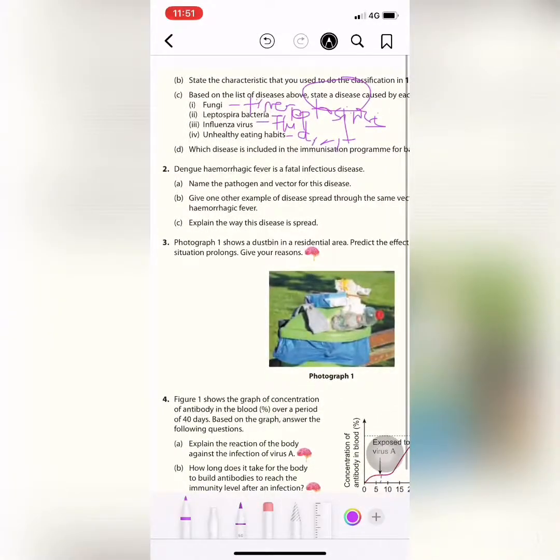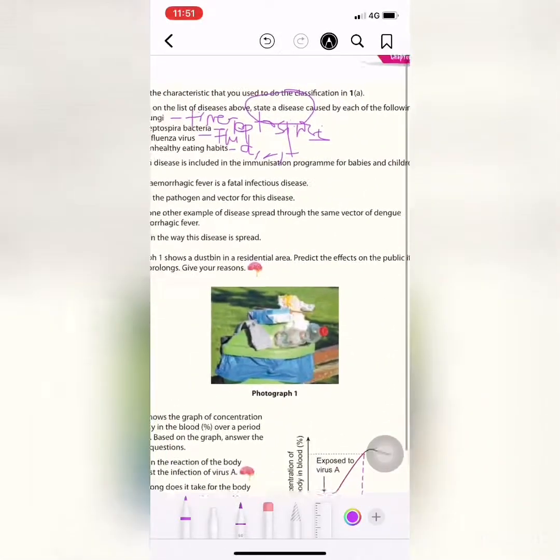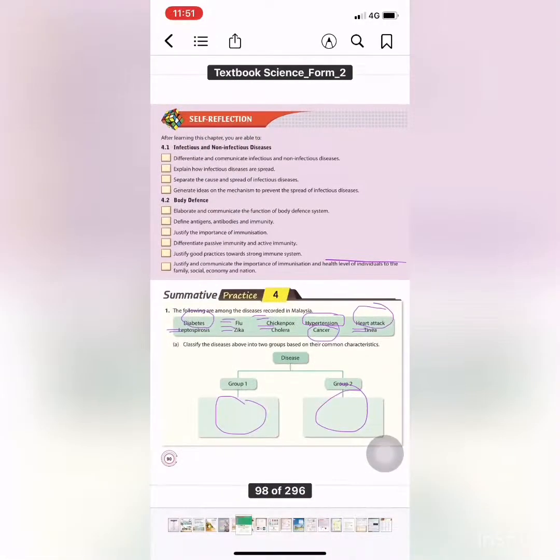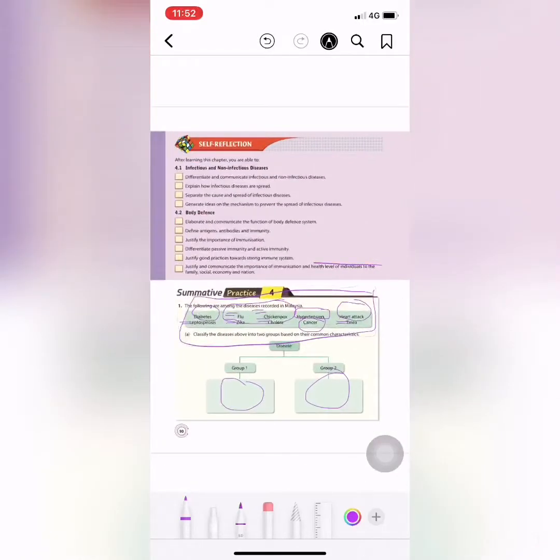D, which disease is included in the immunization program for babies and children? So you have to refer back to the disease here. Which one? Okay, which one from the disease mentioned here you need immunization? So you can write flu or you can write chickenpox. Okay.